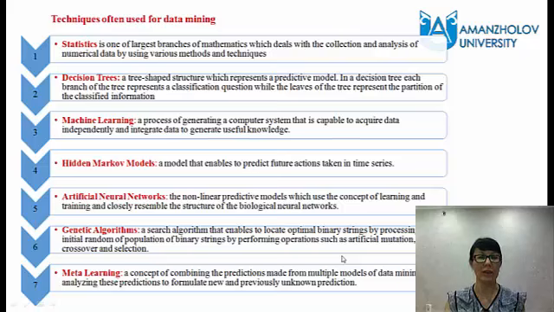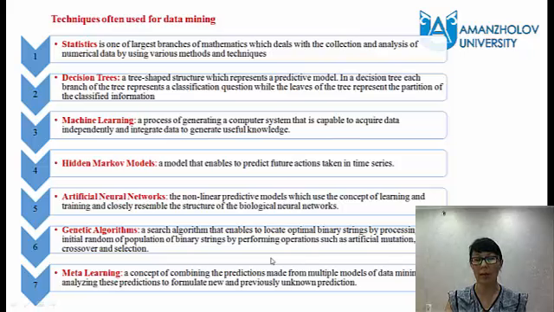What is statistics? Statistics is one of the largest branches of mathematics, which deals with the collection and analysis of numerical data by using various methods and techniques. Second technique, decision trees: a tree-shaped structure which represents a predictive model. In a decision tree, each branch of the tree represents a classification question, while the leaves of the tree represent the partition of classified information.